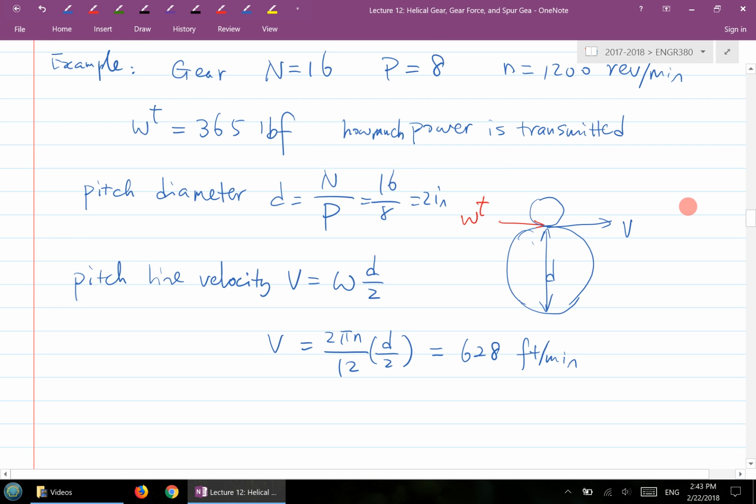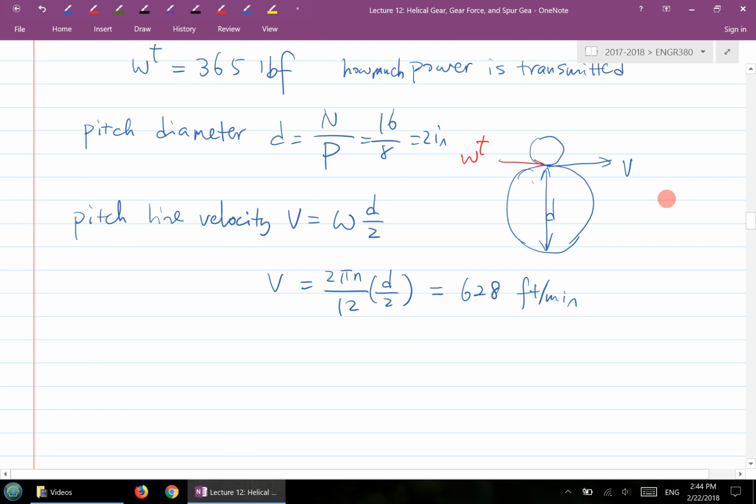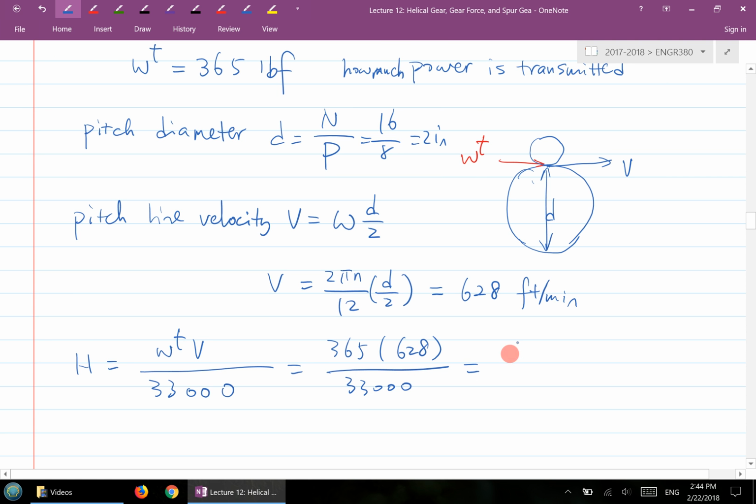Finally, you can calculate how much power is being transmitted. Your horsepower is Wt times V, divided by 33,000 to convert that into horsepower. So Wt is 365, times 268, and you end up with approximately 6.95 horsepower.